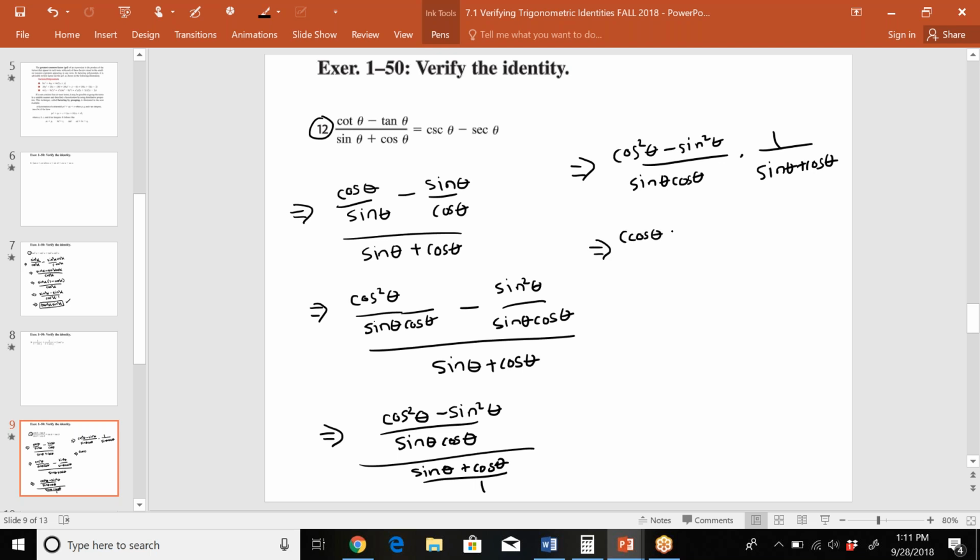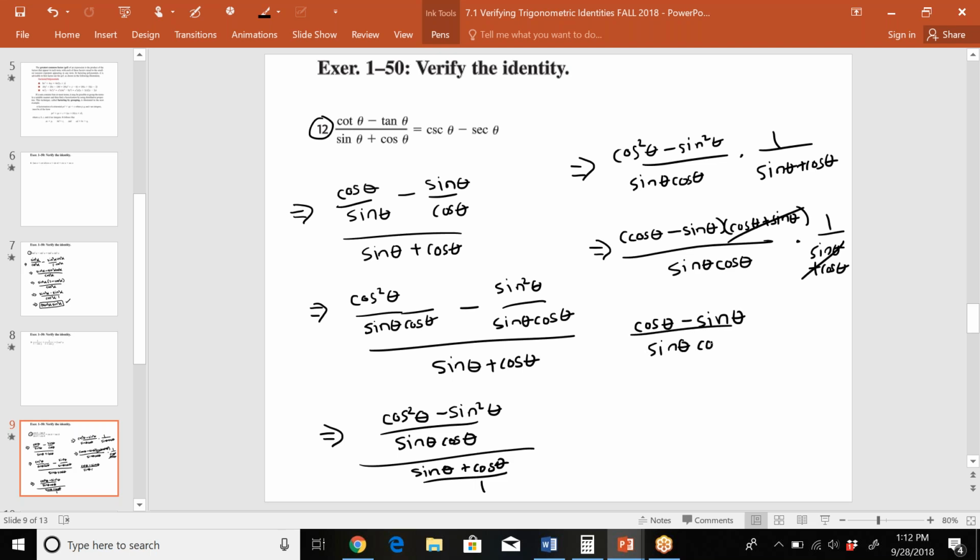That would be cosine theta minus sine theta and cosine theta plus sine theta over sine theta cosine theta times 1 over sine theta plus cosine theta. Now the cosine theta plus sine theta, those are the same thing because the addition can be done in any order we want. So that just leaves me with cosine theta minus sine theta over sine theta cosine theta.